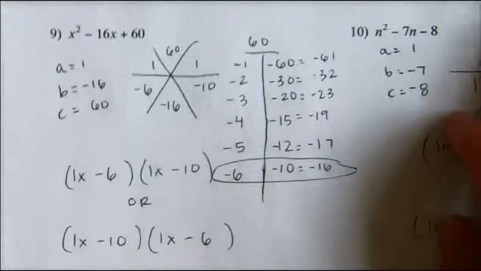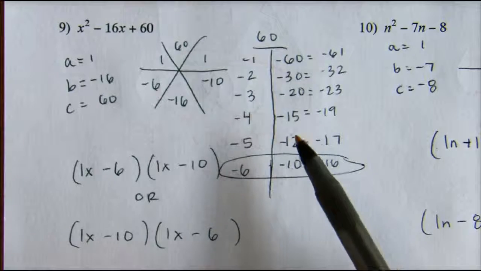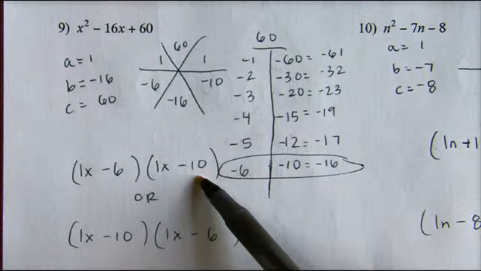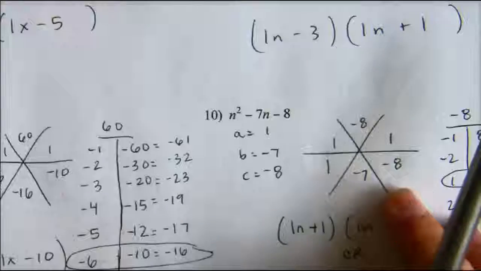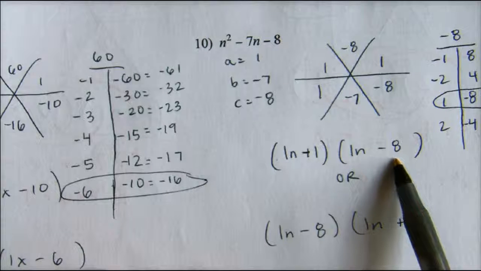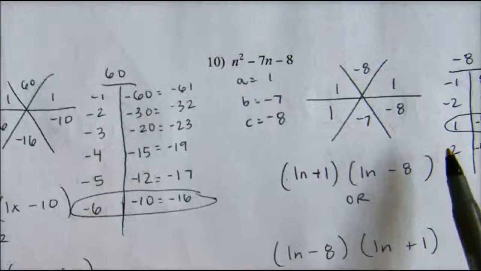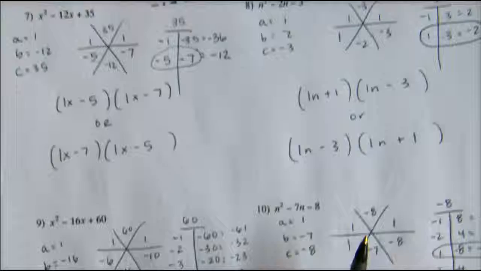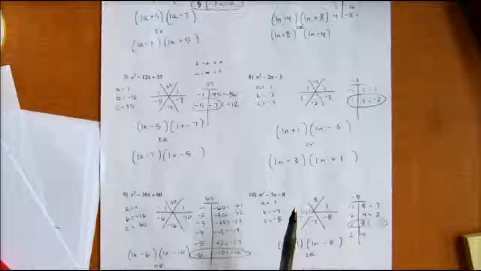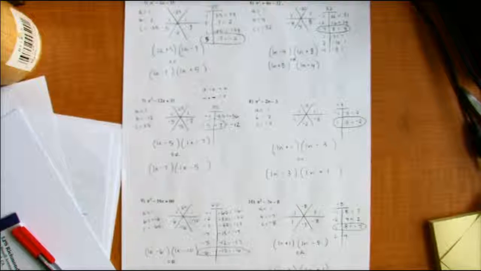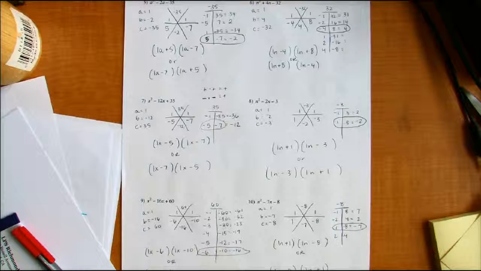Number 9, this was another tricky negative one, so they both had to be negative. 1x minus 6 times 1x minus 10. And lastly, number 10, you're going to have a 1n plus 1 times a 1n minus 8. Okay, and with that, check over your answers, make any corrections if you need to. I'll zoom out so that you can see all of the work. There you go. Let me know if any questions come up. Otherwise, you can go back to your agenda and check what you should be working on next.